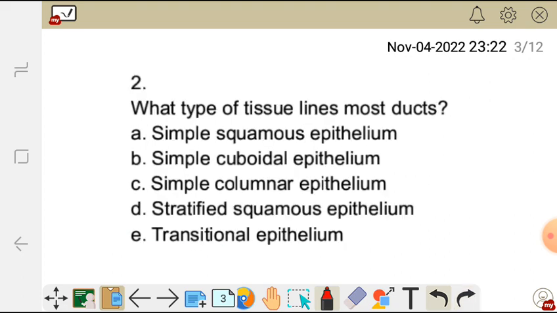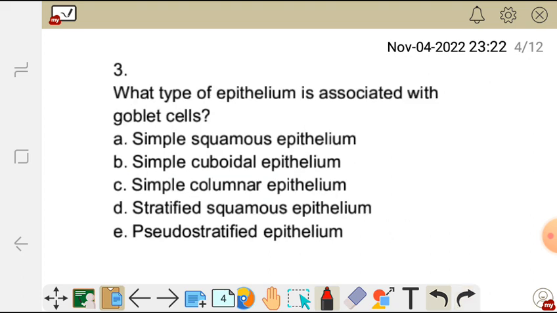What type of tissue lines most ducts? Most ducts are lined by a simple cuboidal epithelium. Take note of that. Simple cuboidal epithelium underlies most ducts. Question 3. What type of epithelium is associated with goblet cells? What type of epithelium is associated with goblet cells?